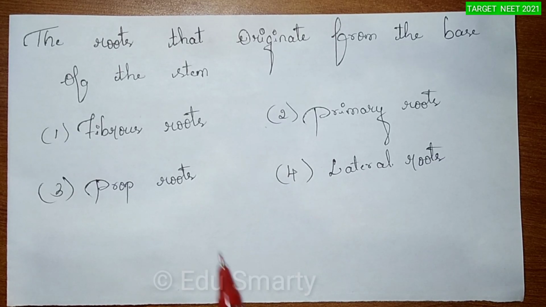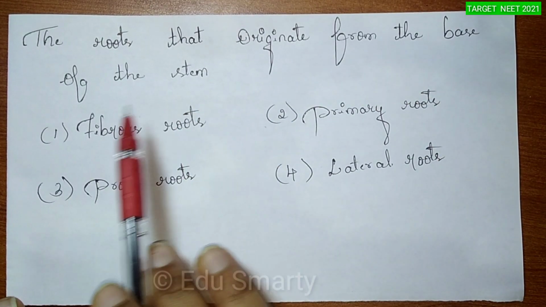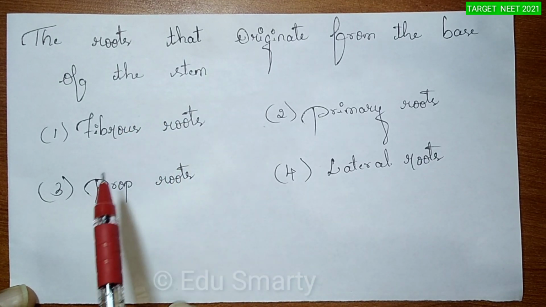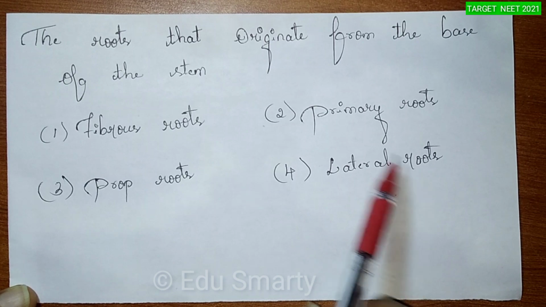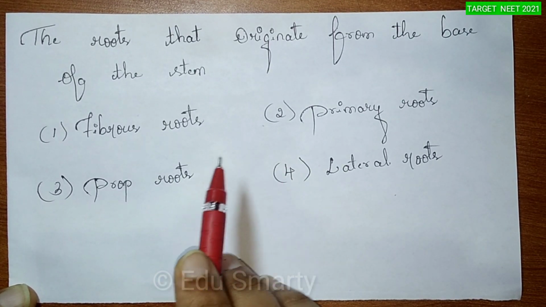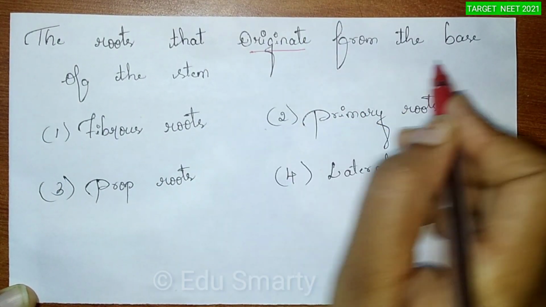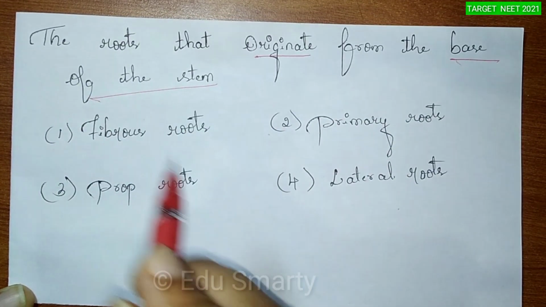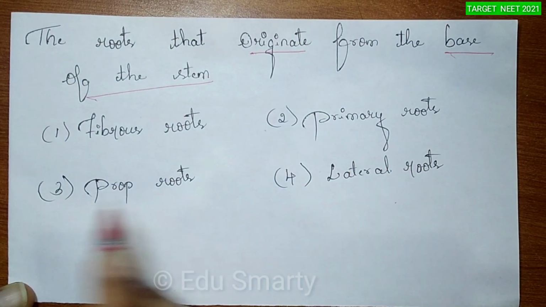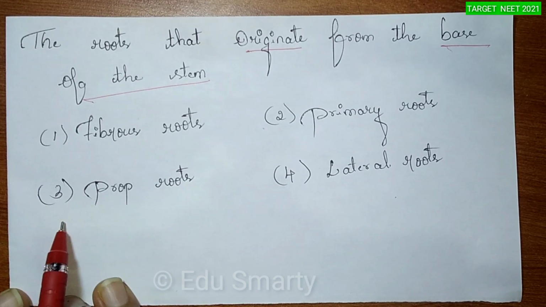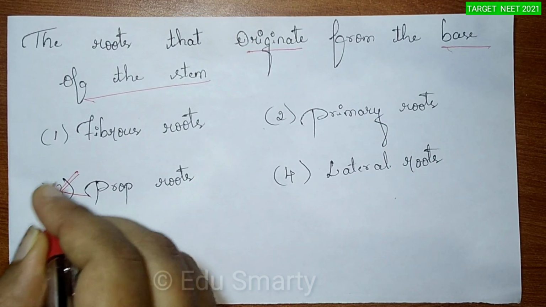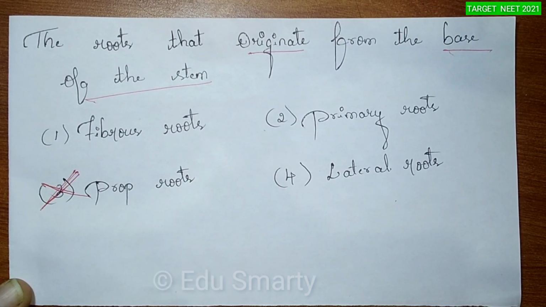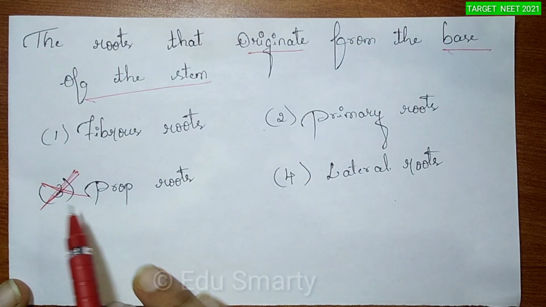Next question: the roots that originate from the base of the stem. They have given 4 roots, that is fibrous root, primary root, prop root, lateral root. Among these we need to choose the root that originates from the base of the stem. Let us go one by one. Here we know that the prop root develops from the branches of the tree. You can see in the banyan tree, that is the prop root. So it is not originating from the base of the stem, so it is not our answer.